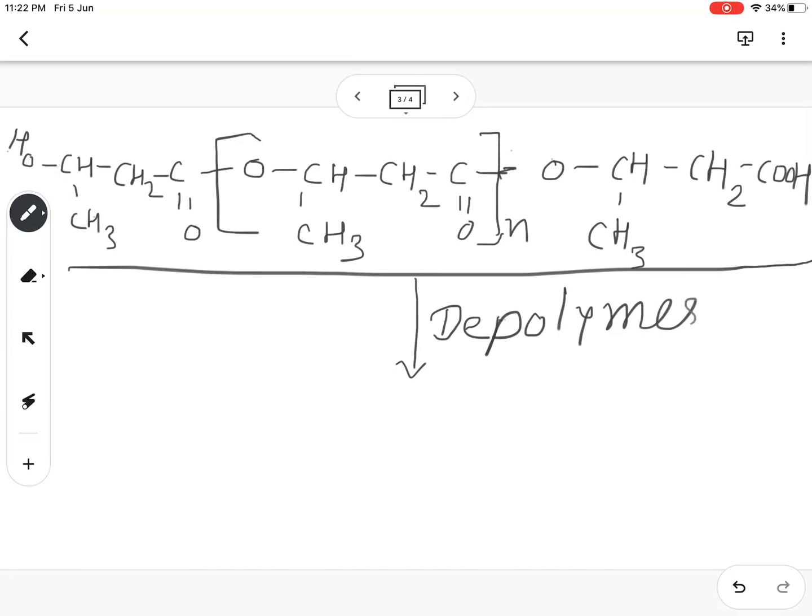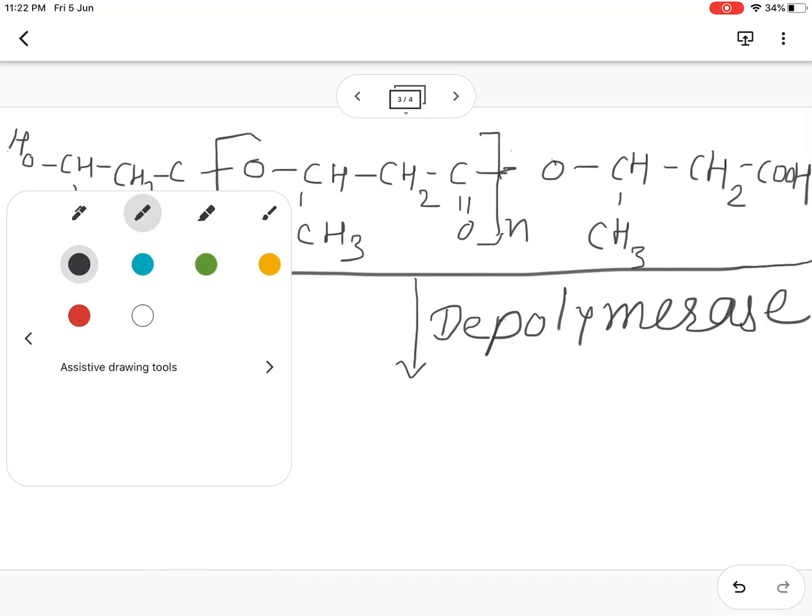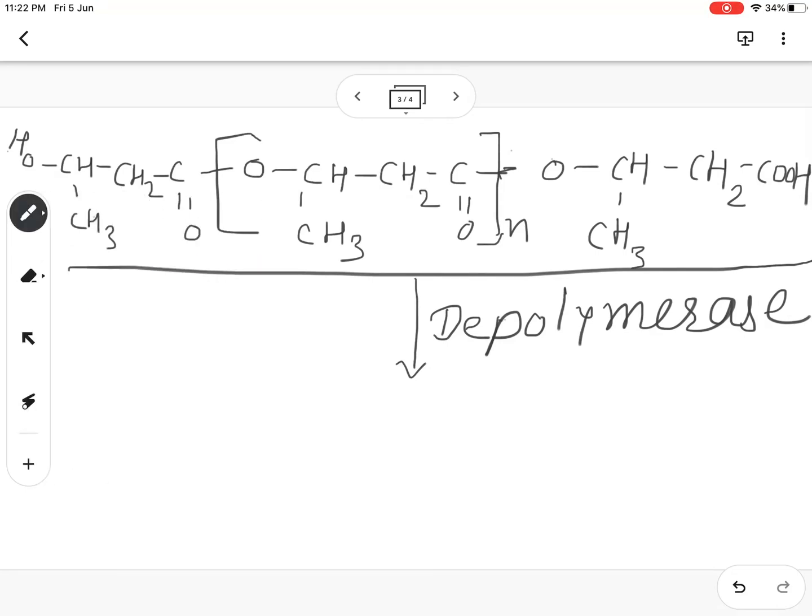So depolymerase catalyzes the depolymerization of this molecule, and of course the product of this depolymerization is beta hydroxybutyrate. So it is CH3, CHOH, CH2 and COOH. So this is a molecule of beta hydroxybutyrate.